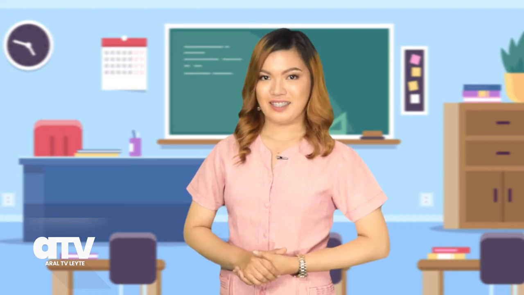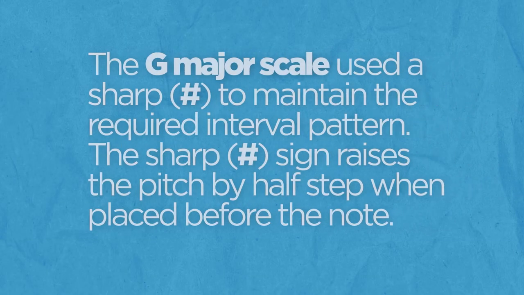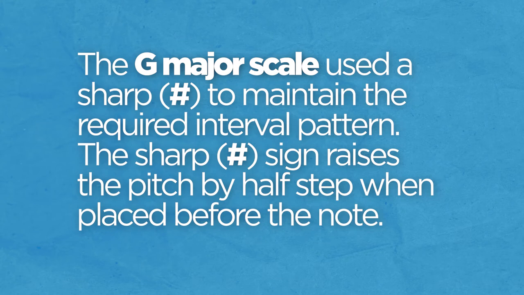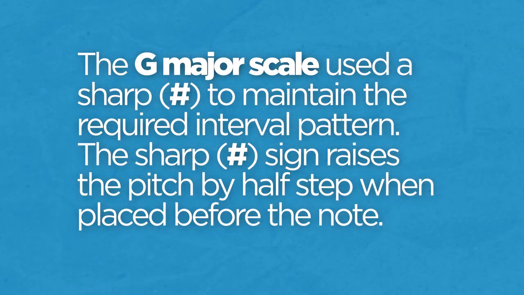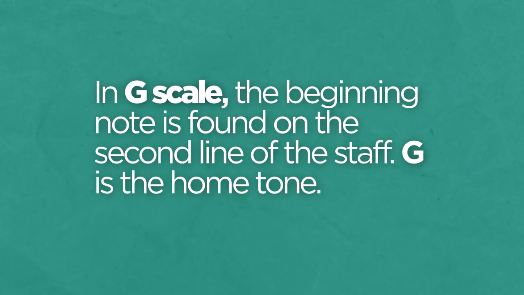Good job, young musicians! I know you did well in this activity. The G major scale uses a sharp to maintain the required interval pattern. The sharp sign raises the pitch by a half step when placed before the note. In G scale, the beginning note is found on the second line of the staff. G is the home tone.